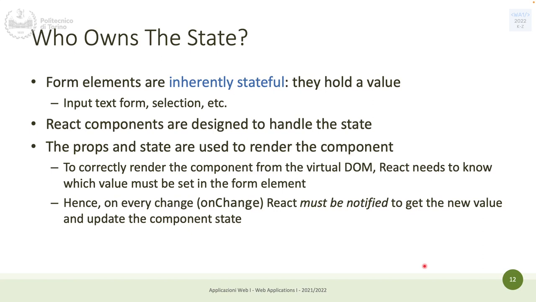And these are used to render, actually, the components. So as is written here, to correctly render the components in the virtual DOM that React is using, React needs to know which value must be set in the fields that you have. So you're asking for a name. Which value should I display in that name? And on every change, on that onChange, React must be notified to get the new value and update the state. So every time you have a form, you have three ingredients, always three ingredients: a state or more than one, and for each field of the form, a value and an onChange. These are three things that go together with forms.